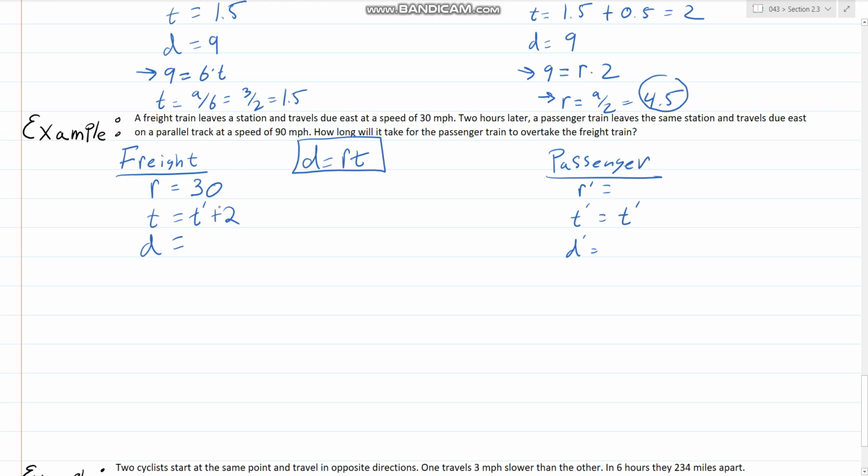So for the freight train, what else do I know? Do I know anything about the distance? No, it doesn't look like I actually know anything about the distance. So I'm going to put a question mark unless I figure it out later.